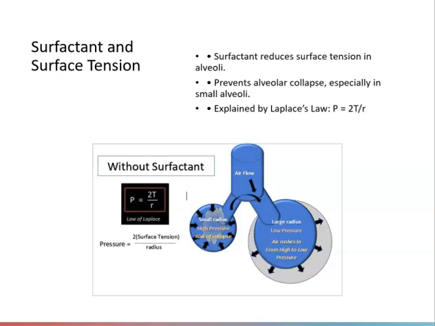According to Laplace's law, pressure equals 2 times tension divided by radius. So smaller alveoli would have higher pressure and collapse without surfactant. In preterm infants who lack surfactant, it leads to neonatal respiratory distress syndrome. And so they give them an injection that allows them to directly create this surfactant. Surfactant makes breathing much more energy efficient by stabilizing alveoli of different sizes.